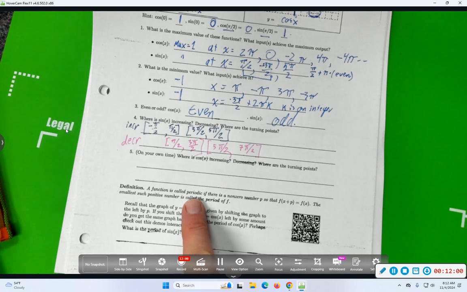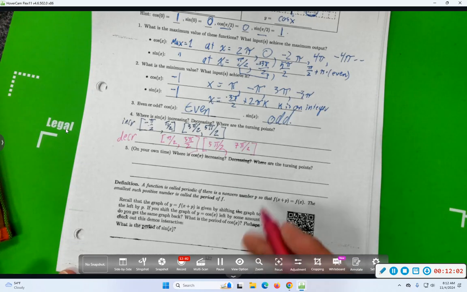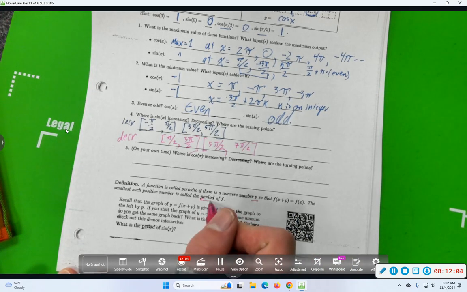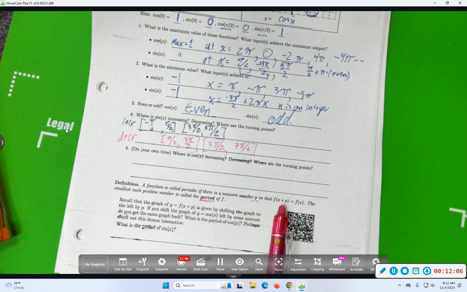A function is periodic if there's a non-zero number p, called the period, which satisfies that f of x plus p is equal to f of x. And in fact, p is the period if it's the smallest positive number that satisfies that. I want to pick the smallest positive number because if a function has period p, then if you add p twice, the function will still be the same. So I want to say the period is the smallest number that does that.